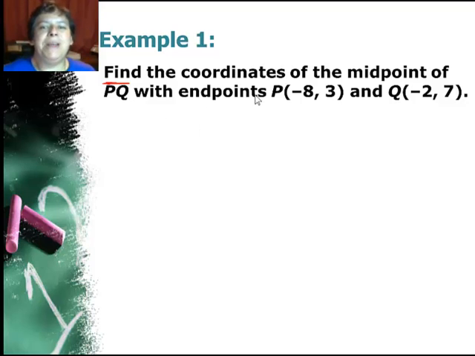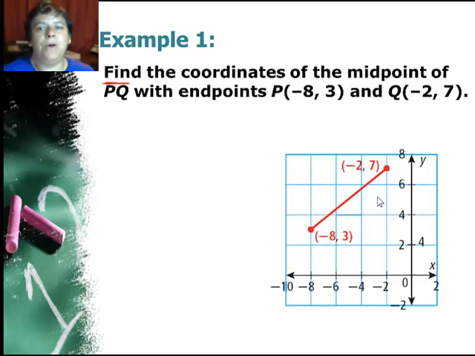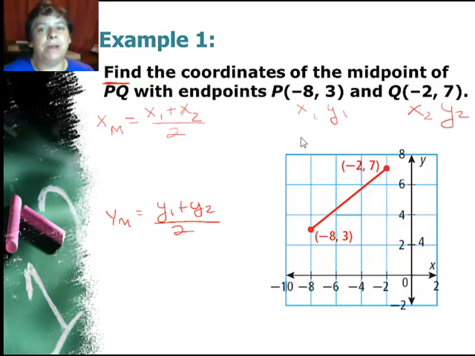So this segment has endpoints (-8, 3) and (-2, 7). So we are going to take the average of the x's and the average of the y's. First of all, I'm going to go ahead and draw a graph, and you can start by graphing if you want to, but actually the better thing to do is to start by labeling. So what I did is I labeled x1 and y1 and x2 and y2. You can label it right in the problem. Then I wrote down our new formulas for the midpoint.